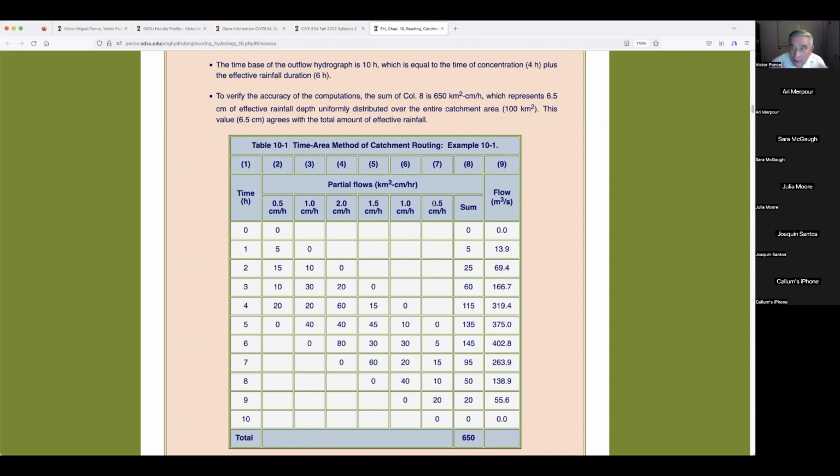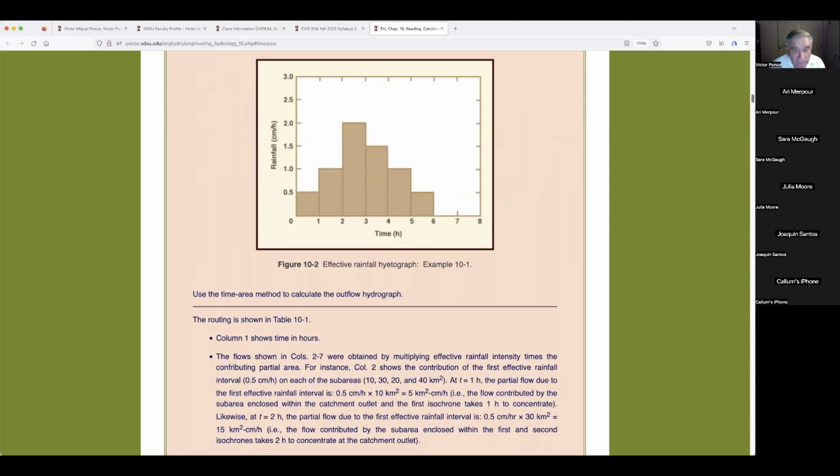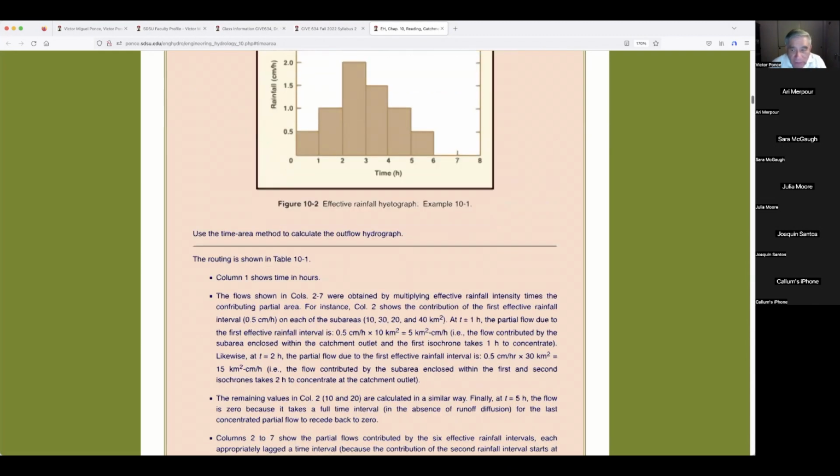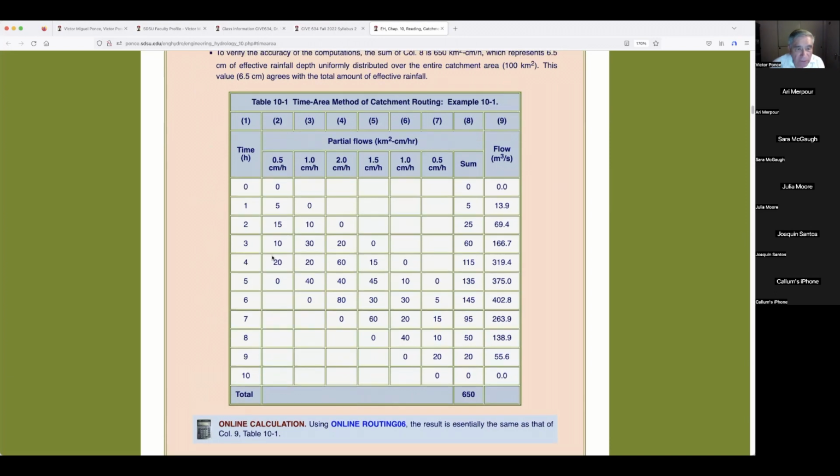And in this particular problem, I've given only effective rainfall. I didn't want to talk about the curve number. Effective rainfall, it says in figure 10.2, effective rainfall. Okay, so we got the effective rainfall. So how are we going to do this? We're going to do it like this.